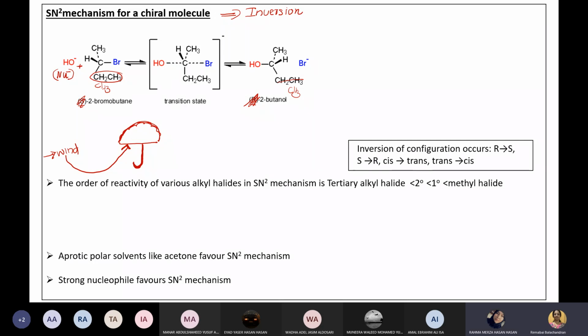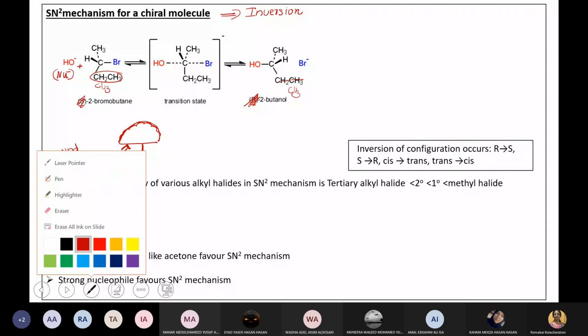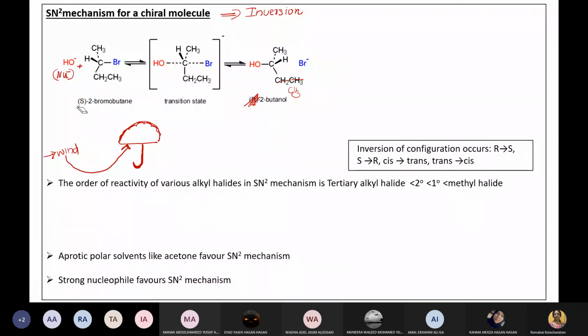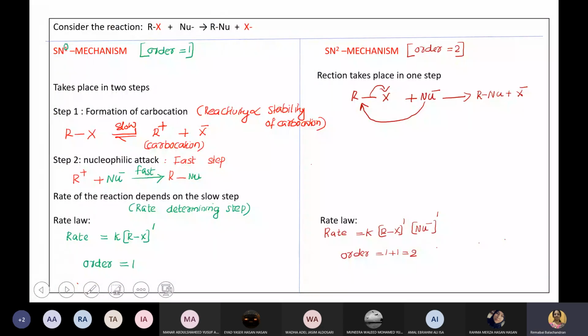Yes, doctor. Okay, yes. Now, the order of reactivity of SN2 mechanism: tertiary alkyl halide is the least reactive, then methyl halide is the most reactive. Can you tell me the reason for that?